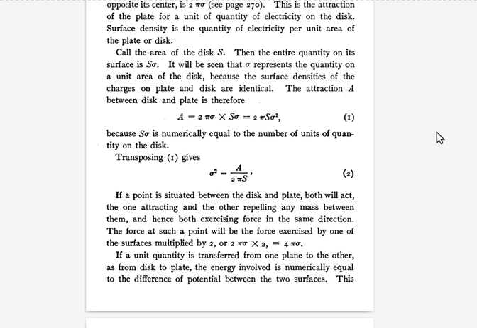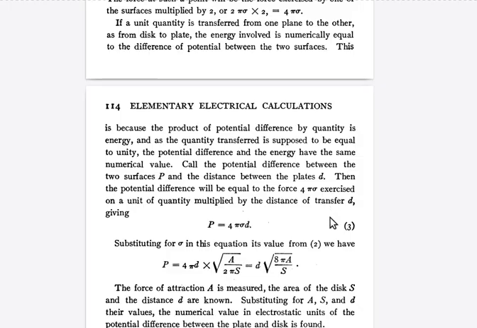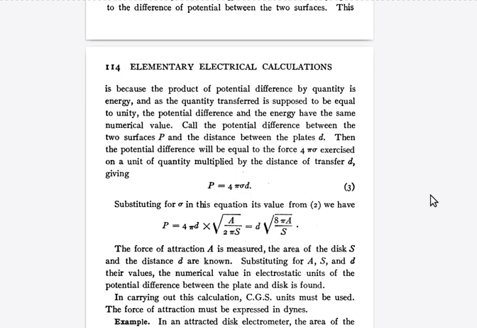If a unit quantity is transferred from one plane to the other, as from disk to plate, the energy involved is numerically equal to the difference of potential between the two surfaces. This is because the product of potential difference by quantity is energy. And as the quantity transferred is supposed to be equal to unity, the potential difference and the energy have the same numerical value. Call the potential difference between the two surfaces capital P and the distance between the plates lowercase d. Then the potential difference will be equal to the force, 4 pi sigma, exercised on a unit of quantity multiplied by the distance of transfer d, giving P equals 4 pi sigma d.